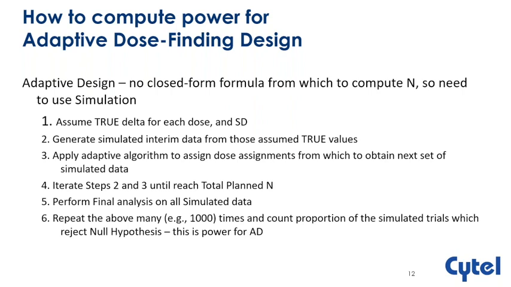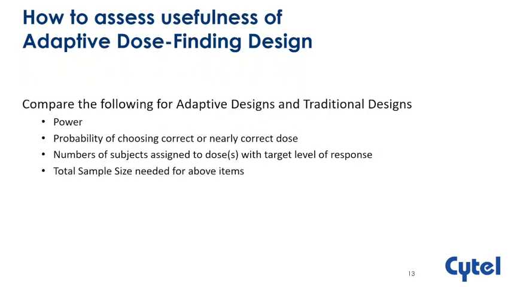And that's the estimate of power for the adaptive design. But we also accumulate additional performance characteristics. And those include the probability of choosing the correct or nearly correct dose, and the number of subjects assigned to the doses with the target level of response. And obviously, the number of subjects assigned to all the doses, because we want to check that we minimize randomization to doses that are either too high or too low. And then if we have interim stopping, we obviously summarize the total sample size that has been achieved.